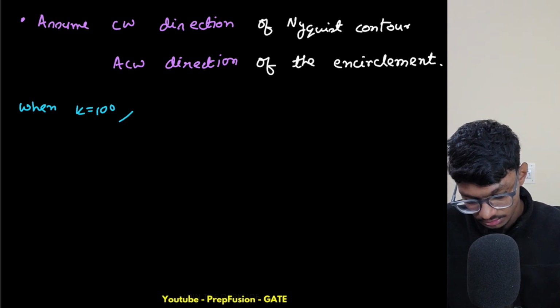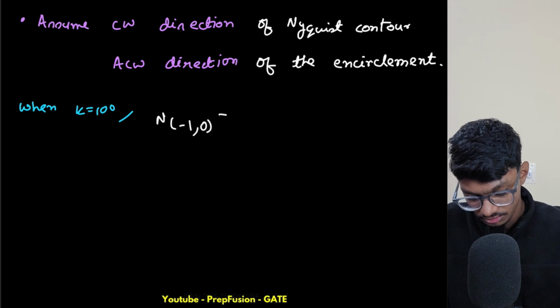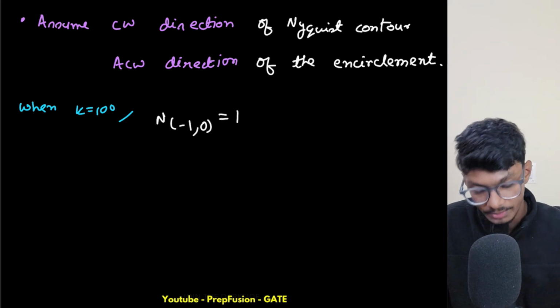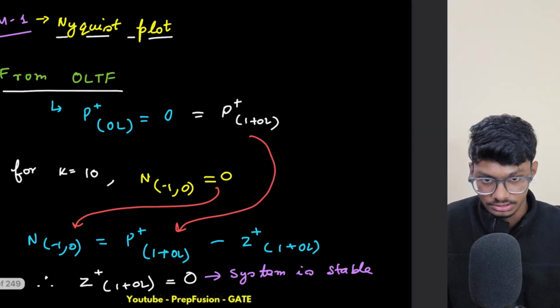K is 100. I assume it is anti-clockwise, so it is 1. So my P is the same. P plus this is the same, this doesn't change.